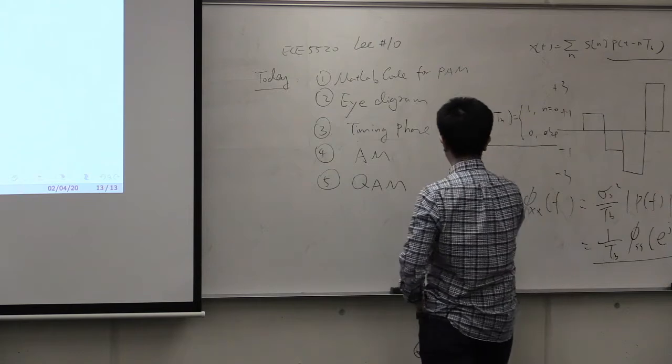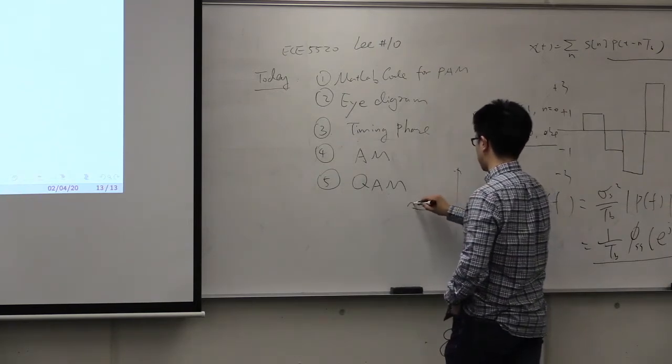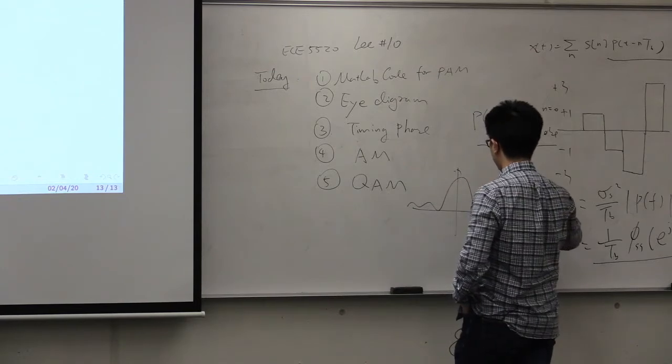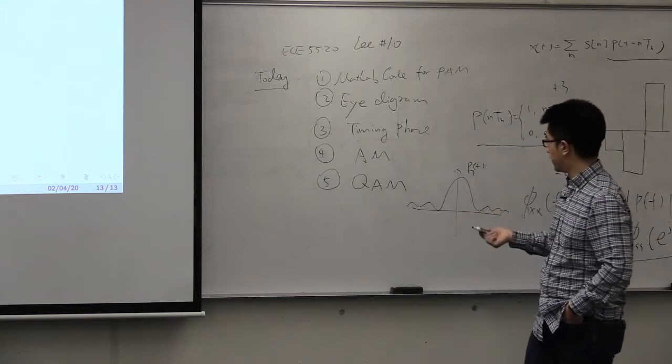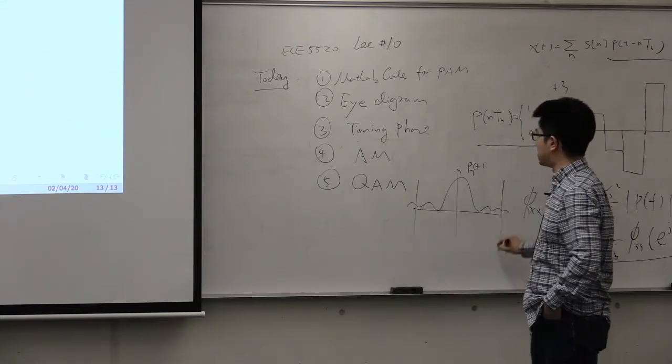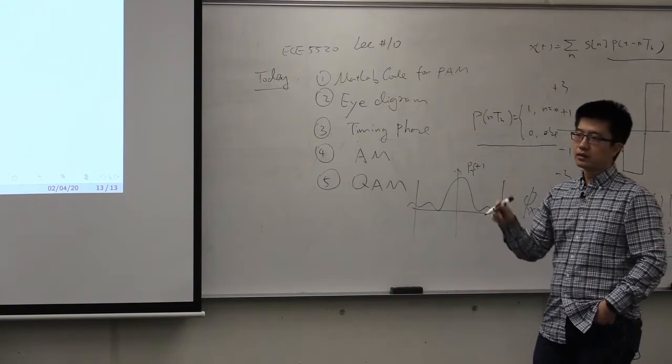So, I say the p(t) looks something like this, right? That's our p(t). Okay, how do we do this? So we first truncate it. Remember, the raised cosine also goes from negative infinity to plus infinity, right?